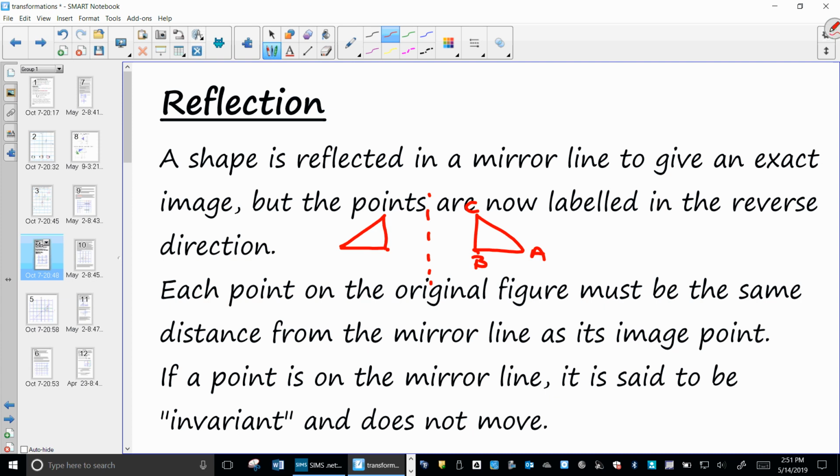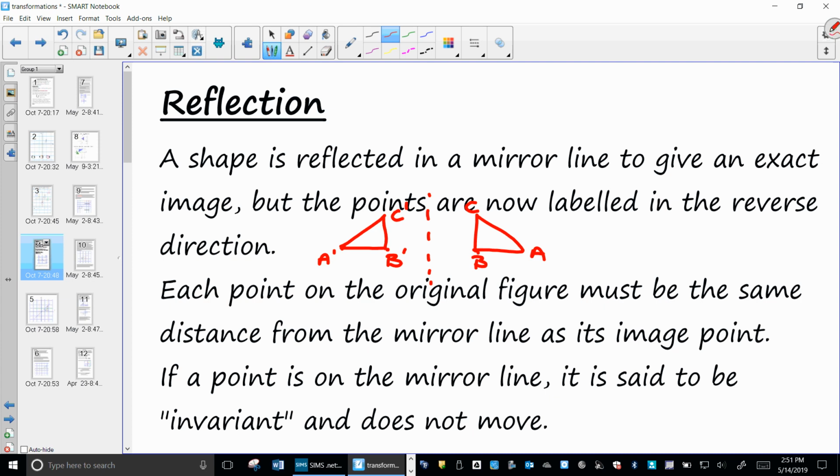So, I don't know if we talked about this last lesson, but often image points are labelled with a dash. Okay? So this B would then become B dash. This A would be over here, wouldn't it? That would be A dash. And this C here would be C dash.